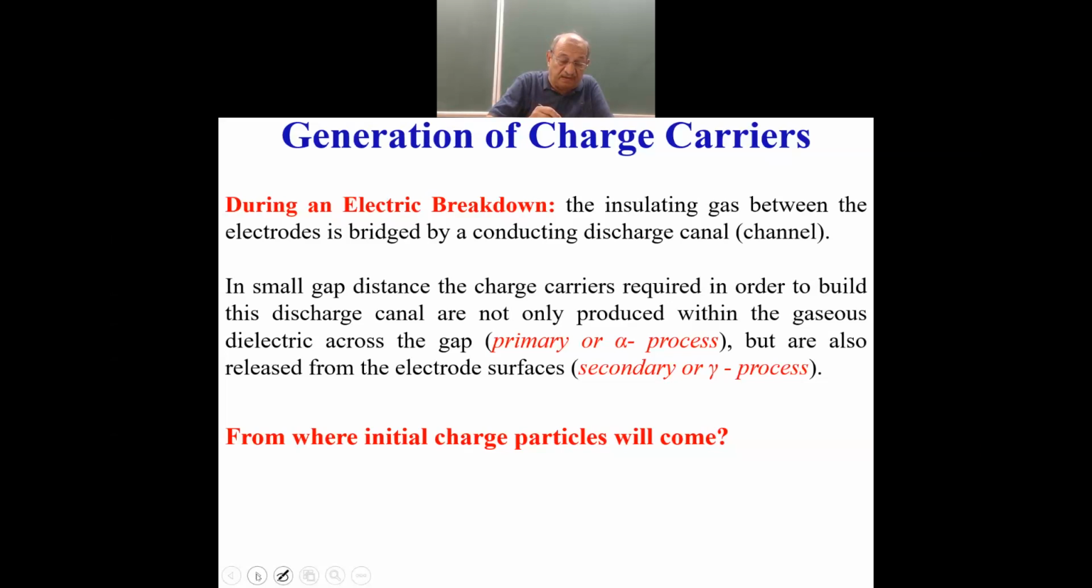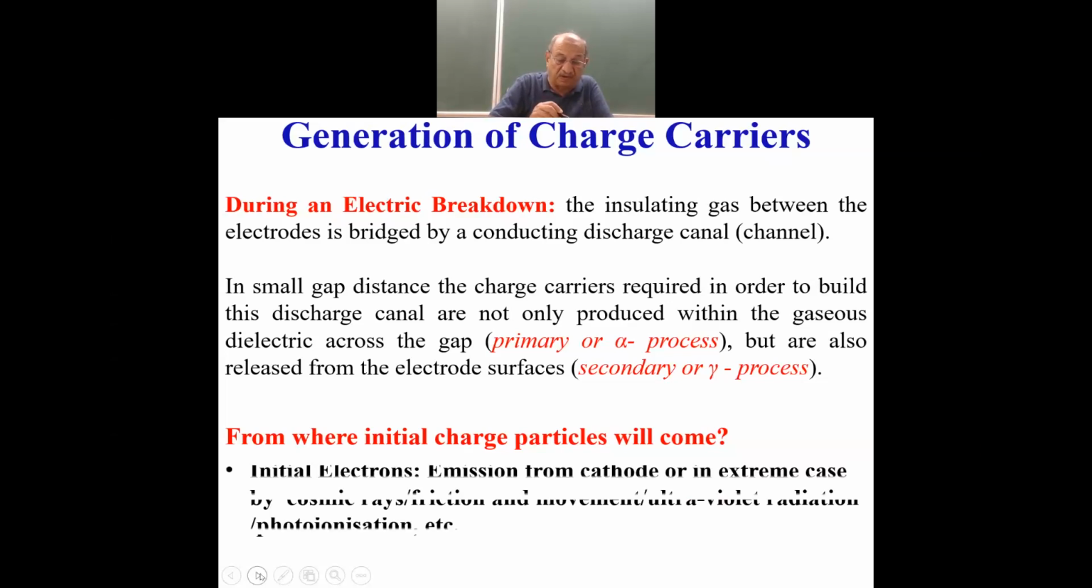In order to begin the ionization process, you must have at least one charged particle available to initiate the discharge process or the breakdown process. So one single electron, which is also known as the initiator electron. You need an electron initially present in the gap to begin the ionization process, which develops into the avalanche process and then into the streamer process.